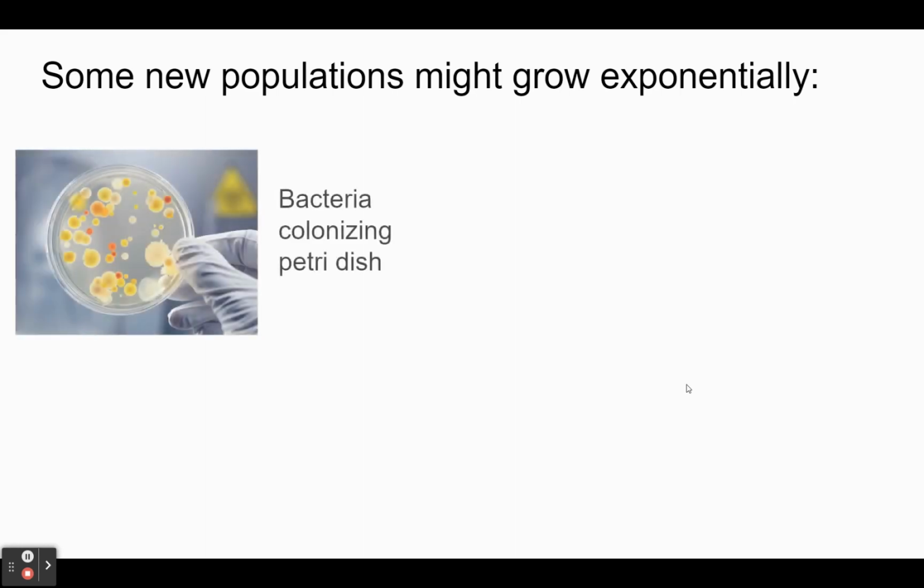Okay, now there are some cases where new populations do show exponential growth. And so here I'm going to show some examples where you might see exponential growth instead of a fluctuation around a carrying capacity. You might see exponential growth when bacteria colonize a petri dish. That exponential growth will eventually transition to logistic growth as the bacteria run out of space or food.